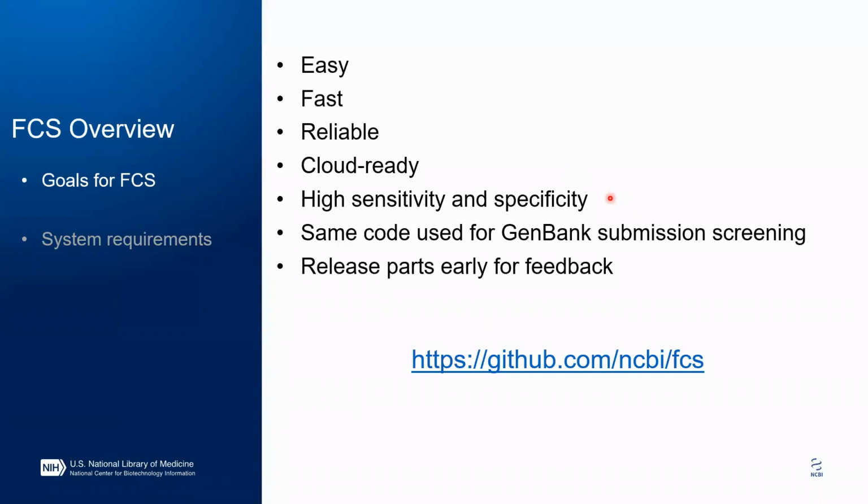We want contamination results to have high sensitivity and specificity. The current FCS pipelines at NCBI miss many contaminants, so we want a more sensitive tool. At the same time, it's important that we do not remove valid sequences from assemblies, so we want to minimize false positives. We also want to use the same code that NCBI uses for screening incoming submissions to make that process consistent.